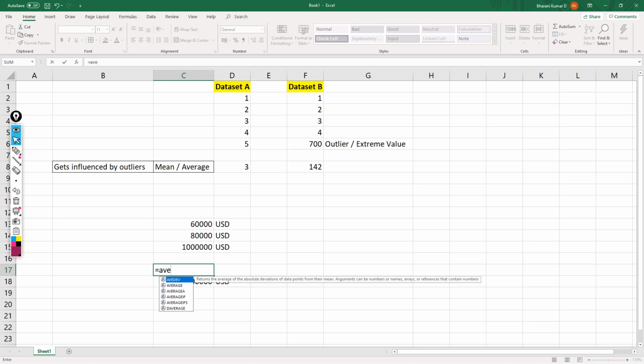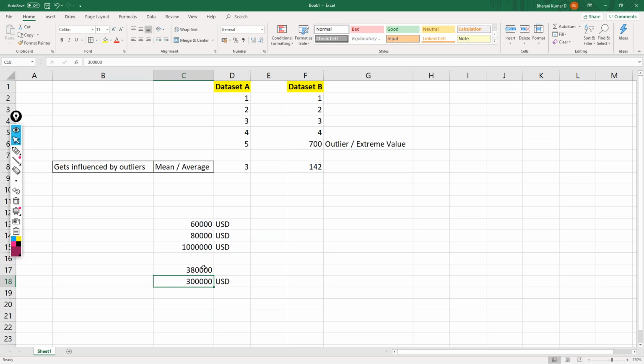Then if you look at the average of these numbers, let's say 38. So let me put 80,000 here. Yep. Let me put 70,000. Let me put 60,000. Yep.